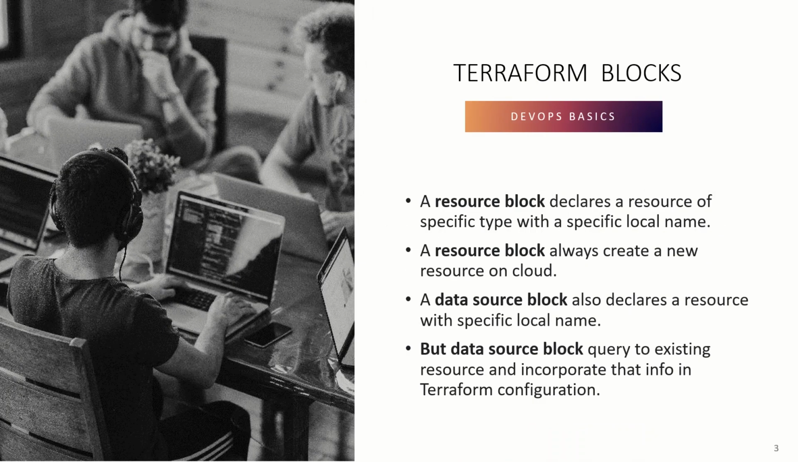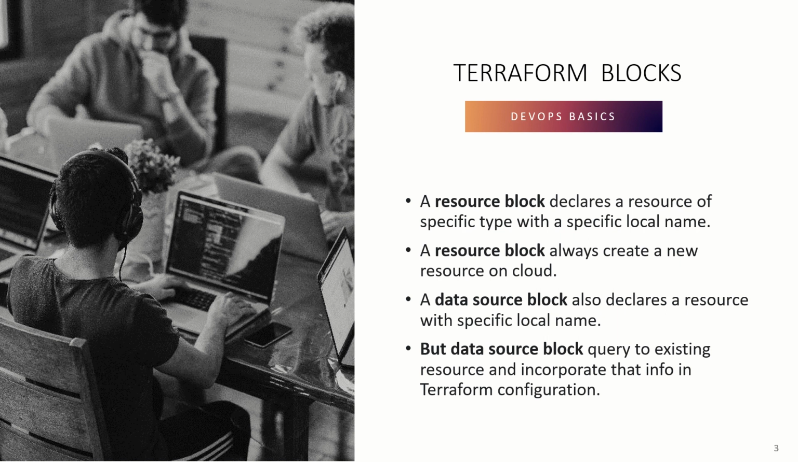So let's first understand what a resource block is, what a data source block is, and what the difference is. A resource block declares a resource of a specific type with a specific local name. In our previous examples, we created a resource like a resource group, then we provided a local name and created the resource group. So in the case of a resource block, we always create a new resource on cloud. But in the case of a data source block, we declare it in the same manner, like a resource block with a specific local name.